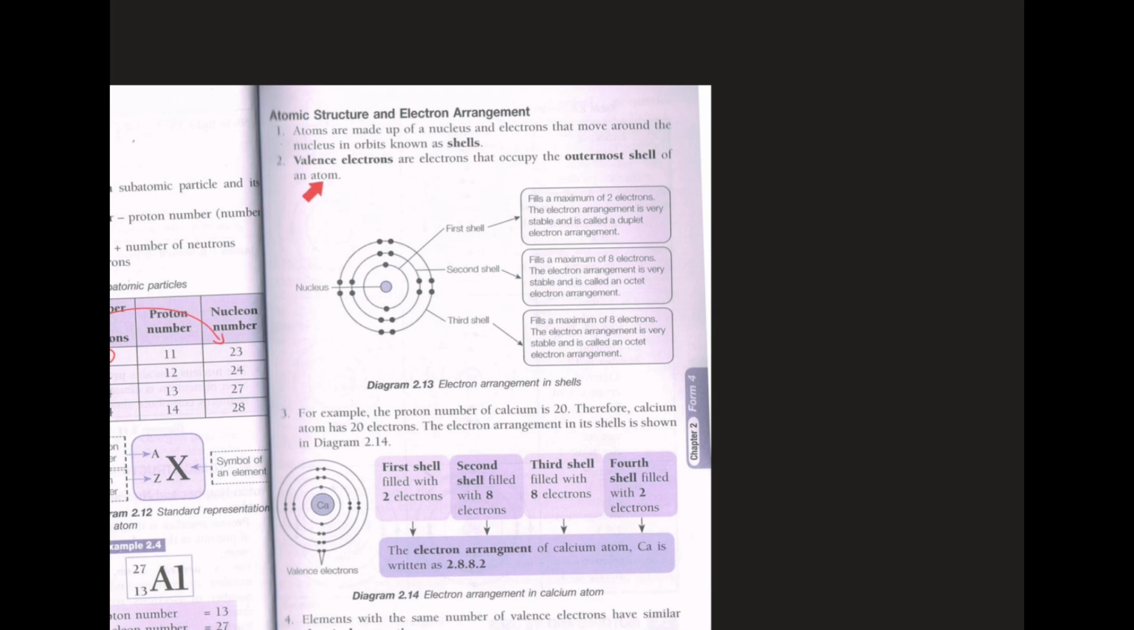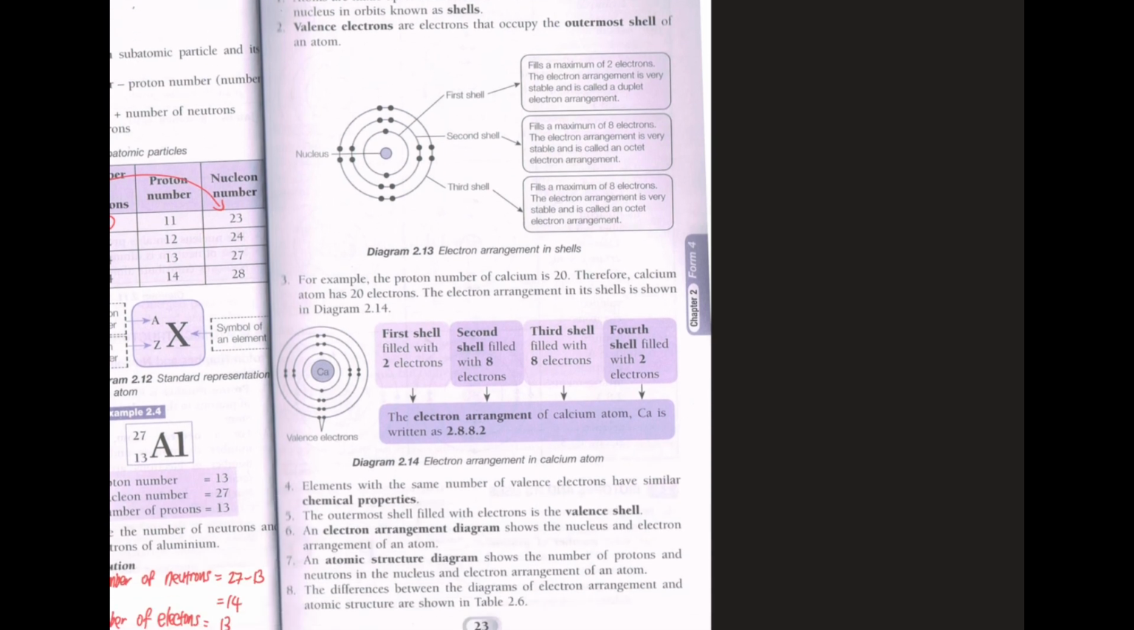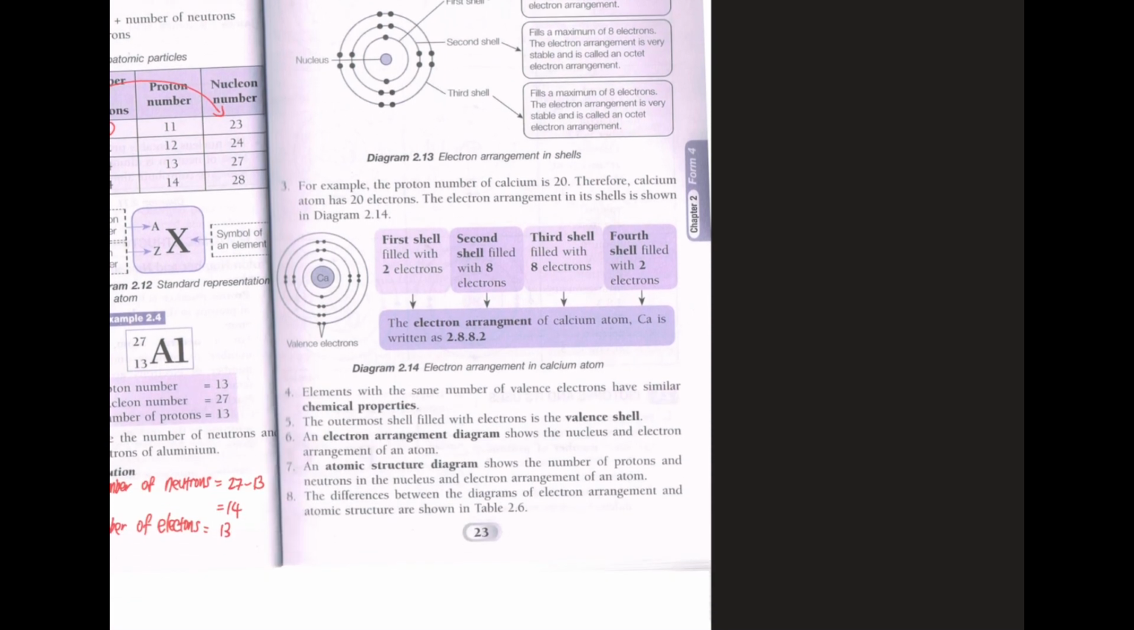Valence electrons are electrons that occupy the outermost shell of an atom. So you look at the outermost shell, 8 electrons here, then we say there are 8 valence electrons for this atom.